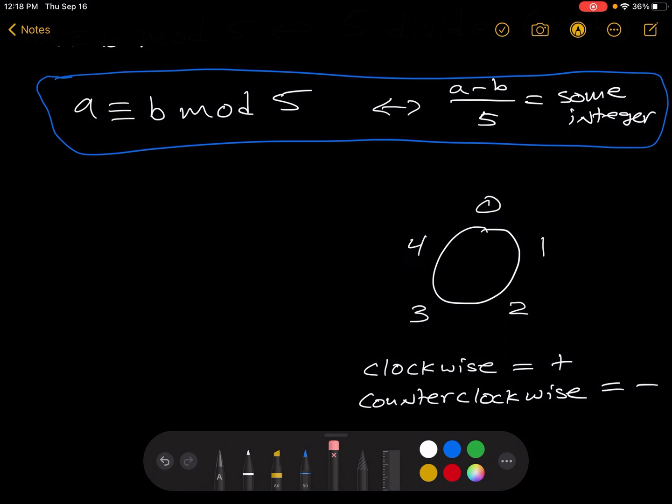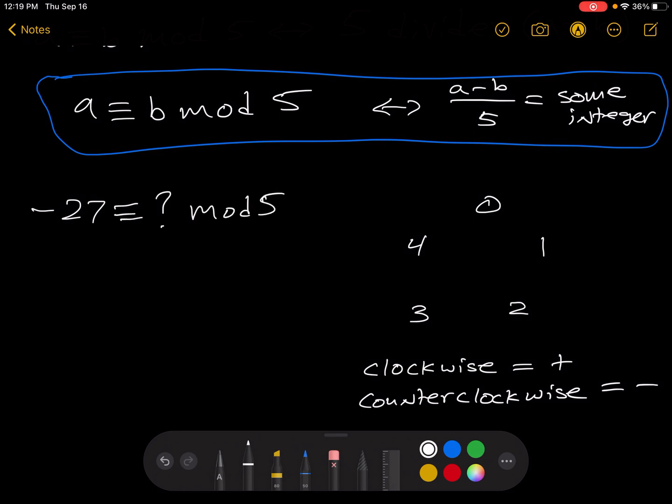I'm going to get rid of this circle because I'm going to have to underline a bunch of stuff for this one. Okay, negative 27 is congruent to what mod 5? So you could do something like this. Okay, we're at 0. This is at 0, right?